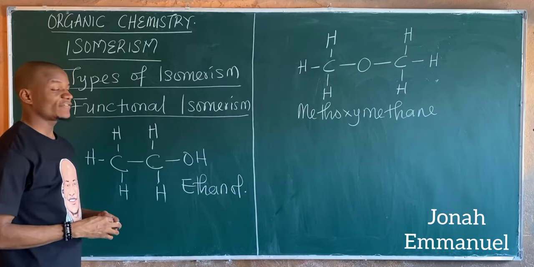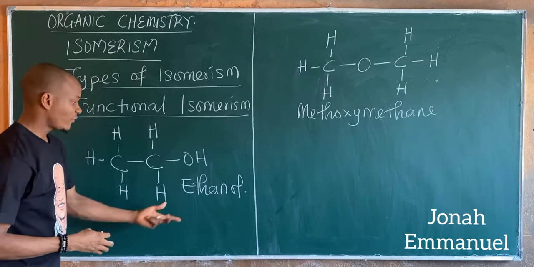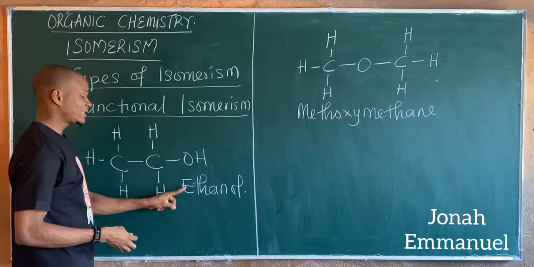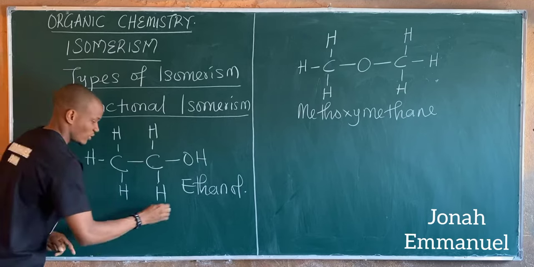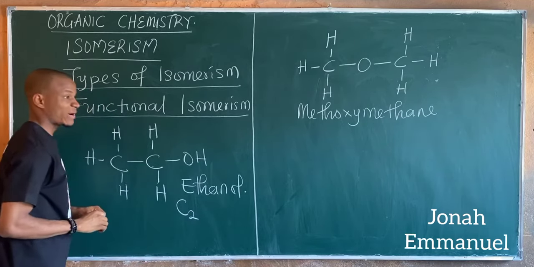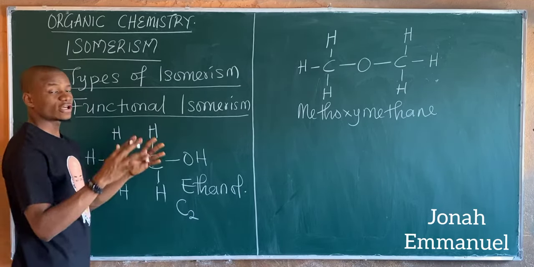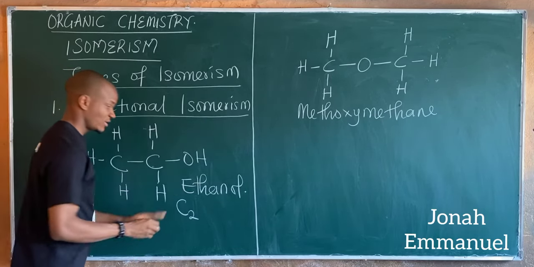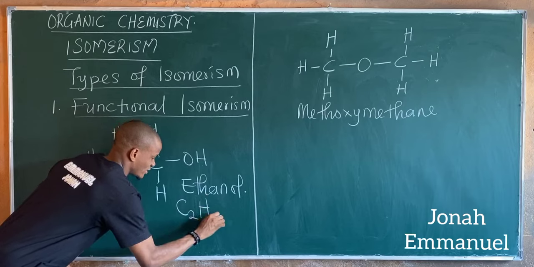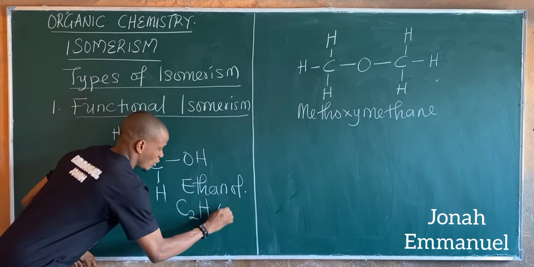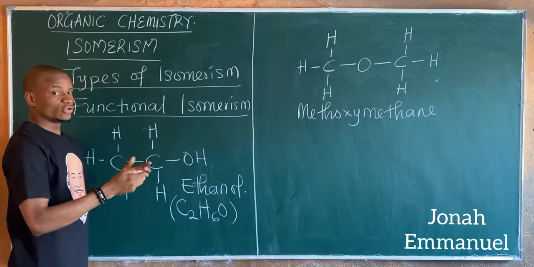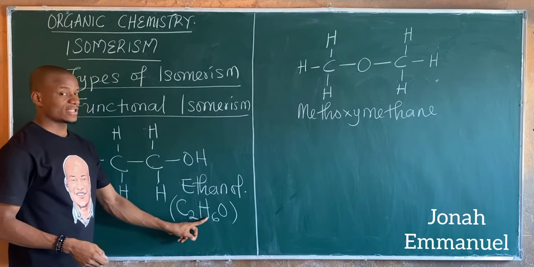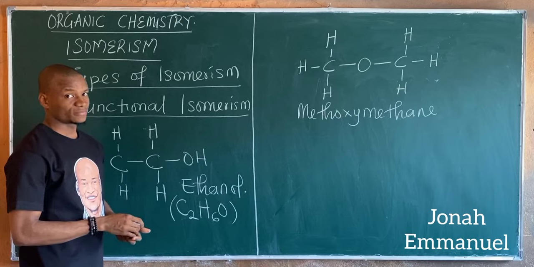Why? Because they have the same molecular formula. For ethanol, if I should count the total number of carbon atoms here, I have 1, 2. So carbon is C2, two carbon atoms. If I should count the total number of hydrogen atoms, I have 1, 2, 3, 4, 5, 6. So it gives you H6. And then I have just one oxygen. So this is my total molecular formula. For ethanol, I have 2 carbon, 6 hydrogen, and 1 oxygen.